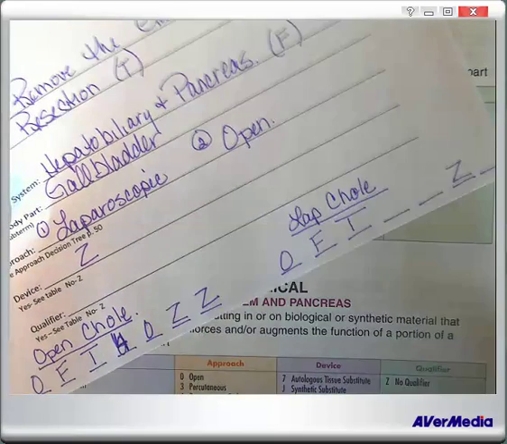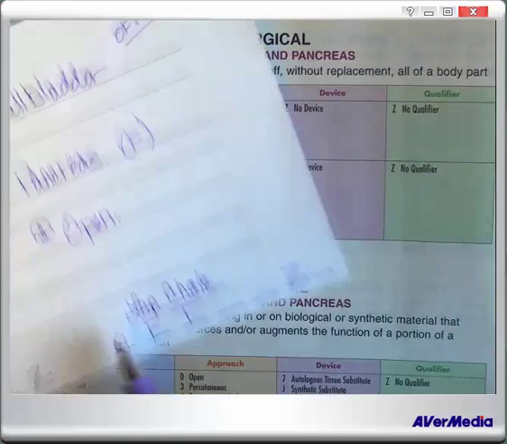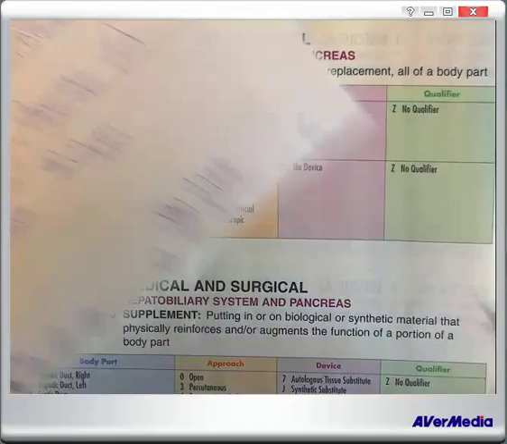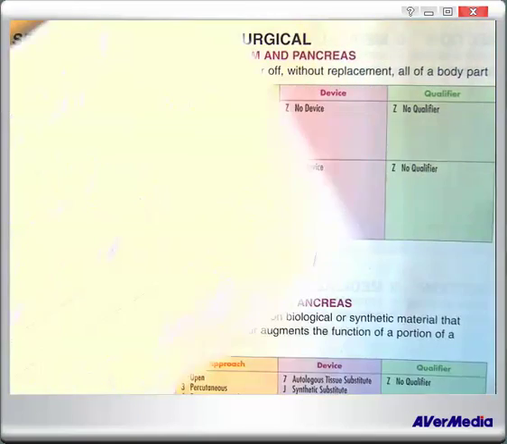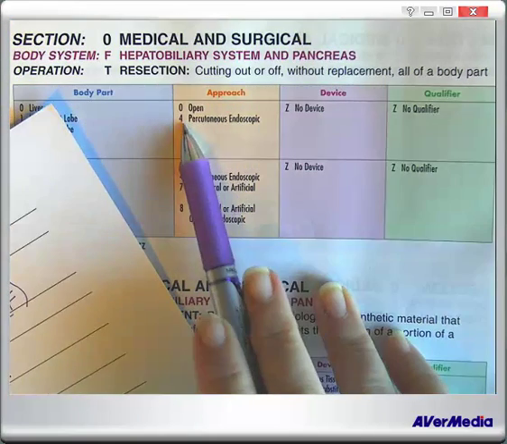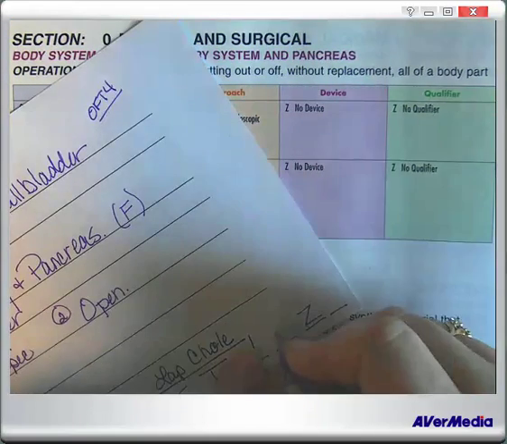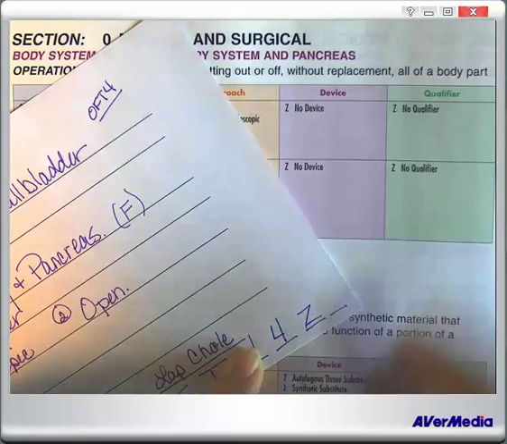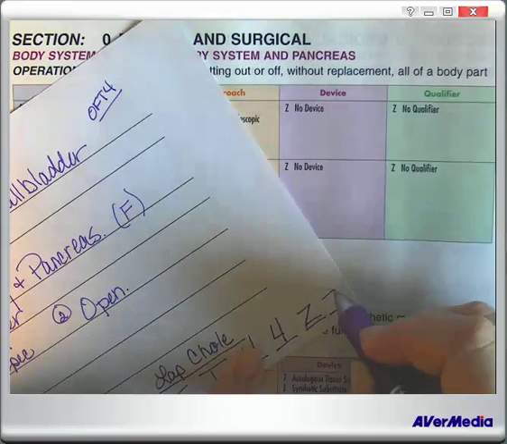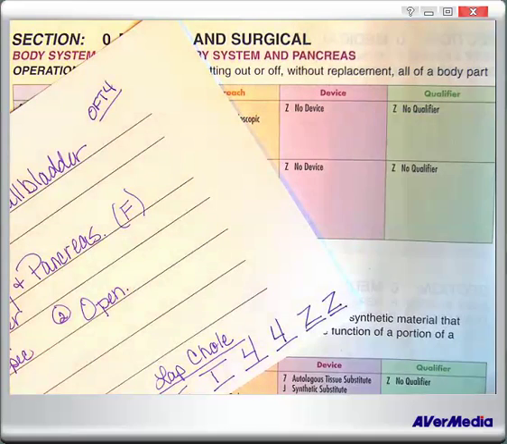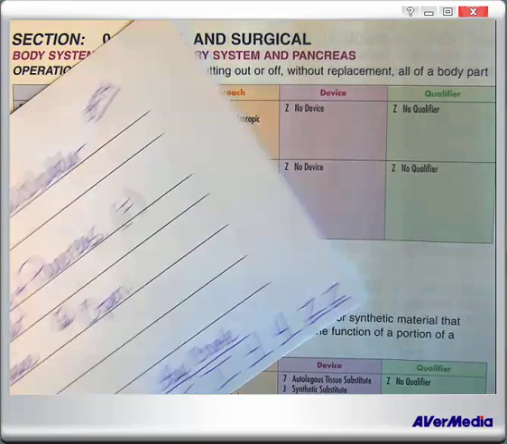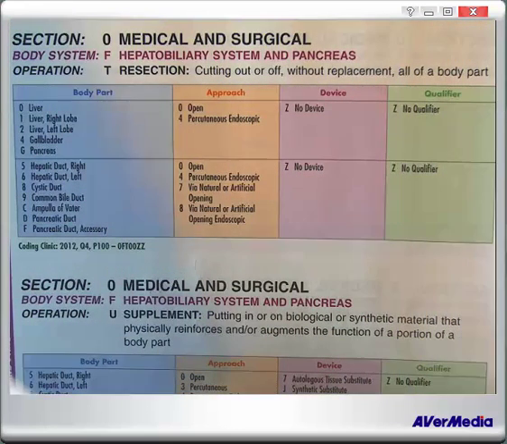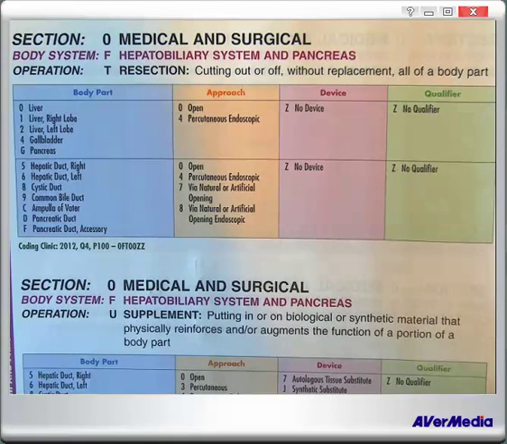Okay? Now we've got to go back and do the lap chole. So these are all going to be the same. 0FT4, I'm going to put that in now so that I don't forget. But now our approach has changed to the percutaneous endoscopic, which becomes 4. We have no device, and our qualifier is Z. So for the laparoscopic cholecystectomy, or your secondary, it's 0FT44ZZ. And that, my dear friends, is how you code a laparoscopic procedure converted to an open.